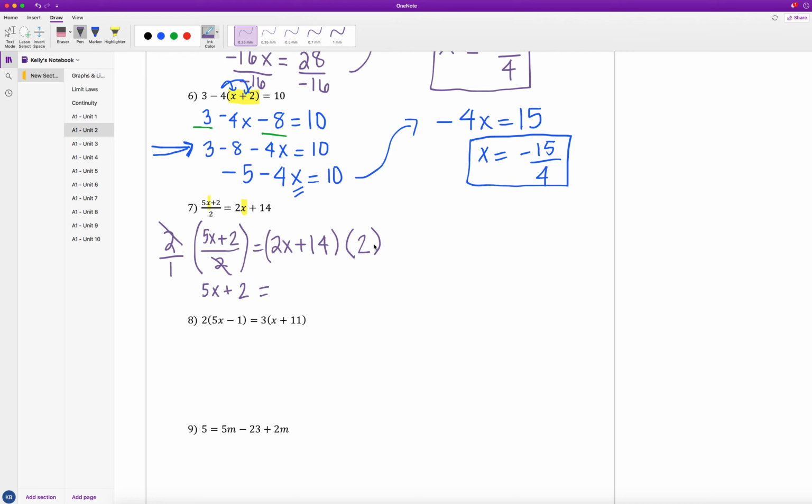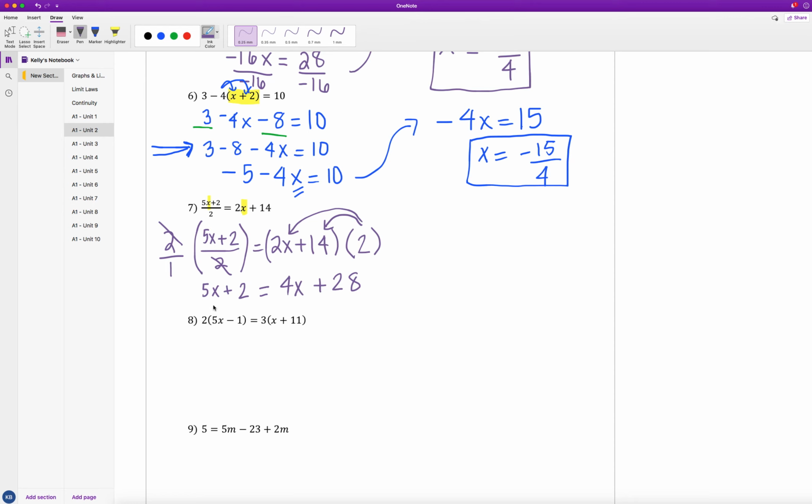Then on the right-hand side, I'm going to go ahead and distribute because that 2 is being multiplied to both of these terms. So I get 2x times 2, which will give me 4x, plus 14 times 2, which will give me 28 from there. From here, this looks a lot better: I have no more parentheses, I have no more division, and I can go ahead and think about how I can combine these like terms.